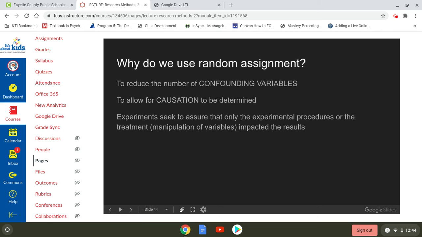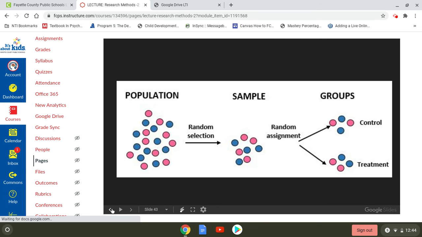Why do we use random assignment? Well, the reason why we use random assignment is we want to reduce the number of confounding variables. So, if we have a group of humans that have all sorts of different walks of life, but we accidentally, without knowing it, assign all women into the treatment group and all men into the control group, well, then we have a whole big problem, because now we don't know if the reason why the experimental group shows a difference is because of their gender, or if it's because of the actual treatment we gave them.